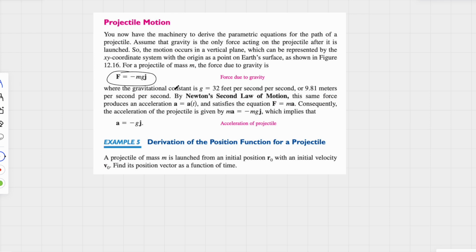Here you can see that the force equation is F equals negative mgj. The component is j and the sign is negative because the force of gravity acts vertically downwards. Now, as we set the force of gravity equal to Newton's second law, we can cancel out the m and are left with a equals negative gj.